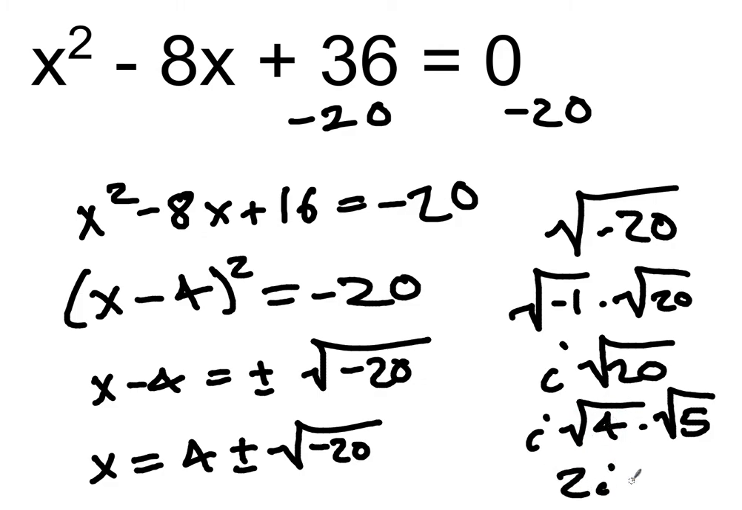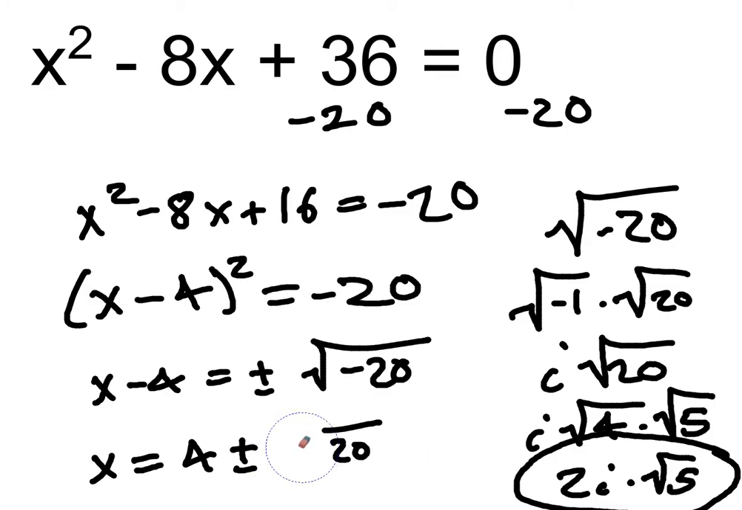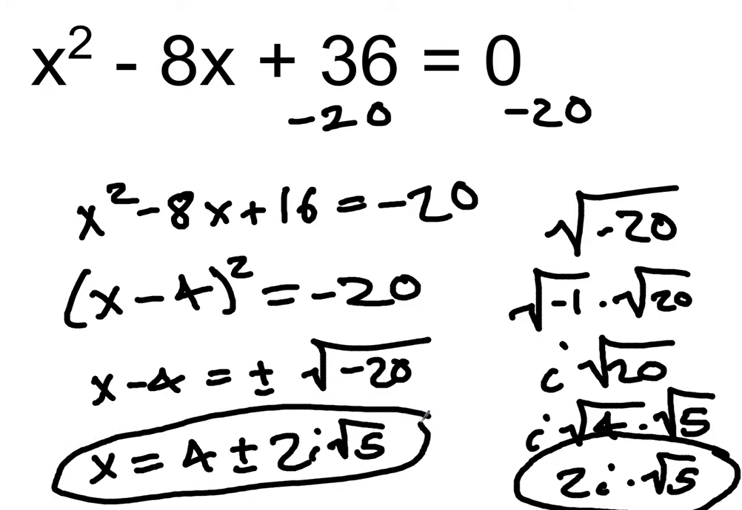So I could write this as 2 times i times the square root of 5. And now the square root of 5 is a prime number, so this is as simple as it gets. So I'm going to replace this with 2i times the square root of 5. And this is the simplest solution. x is equal to 4 plus or minus 2i times the square root of 5.